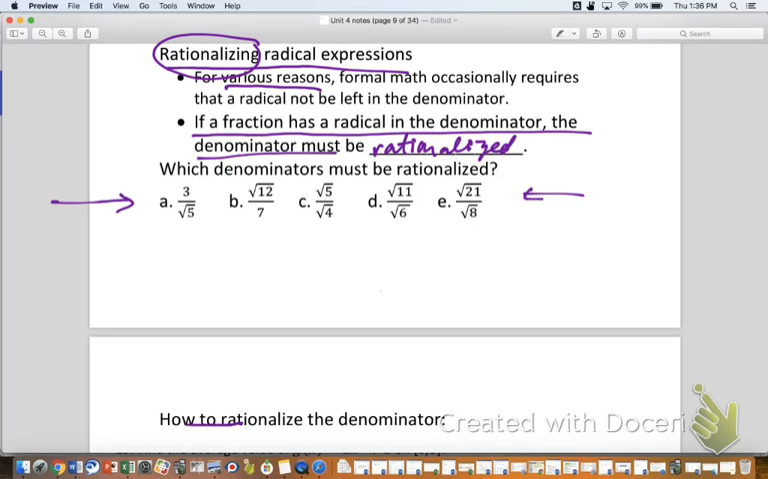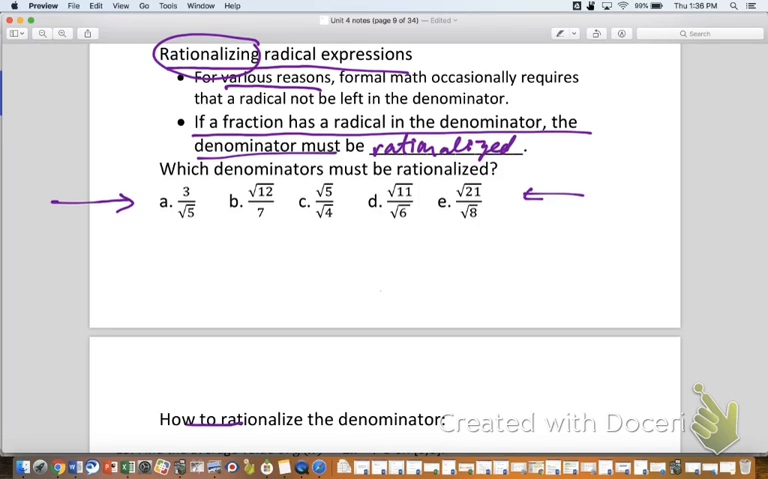I want you to take your pencil and paper, and for each of these, starting with A, say whether it needs to be rationalized: yes or no. I'll get your answers here in a second. We'll try to get this figured out. Which of these has a radical in the denominator, so that we're going to have to go through this rationalizing process?